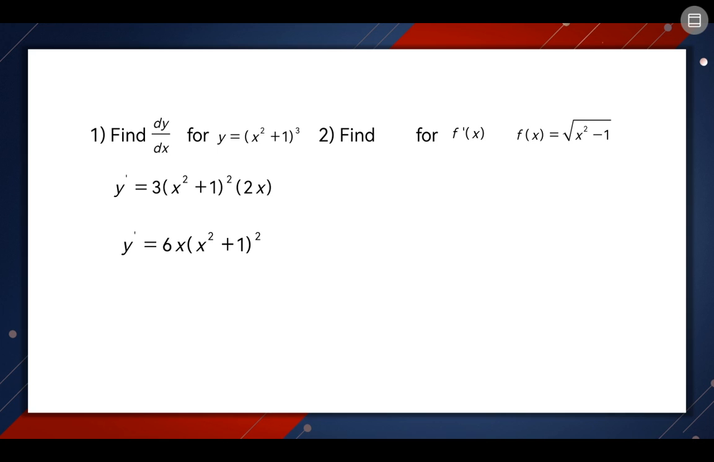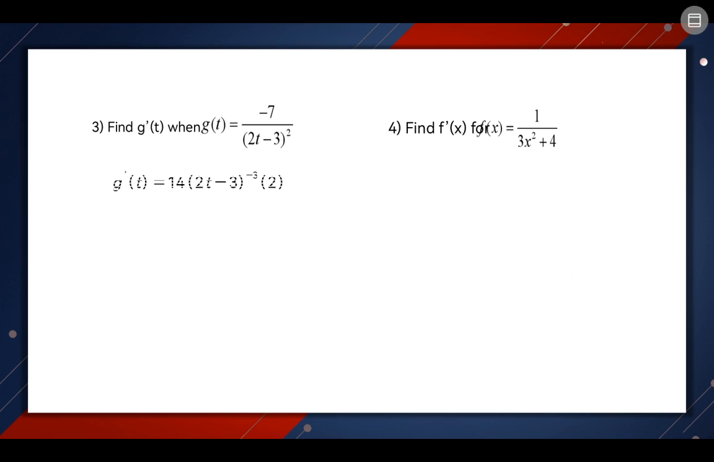And the second question is to find the derivative of f(x) equals the square root of x squared minus 1. The derivative f prime equals 1 over 2 times (x squared minus 1) to the power negative 1 over 2, multiplied by 2x. Finally, we get the result equal to x divided by the square root of x squared minus 1.